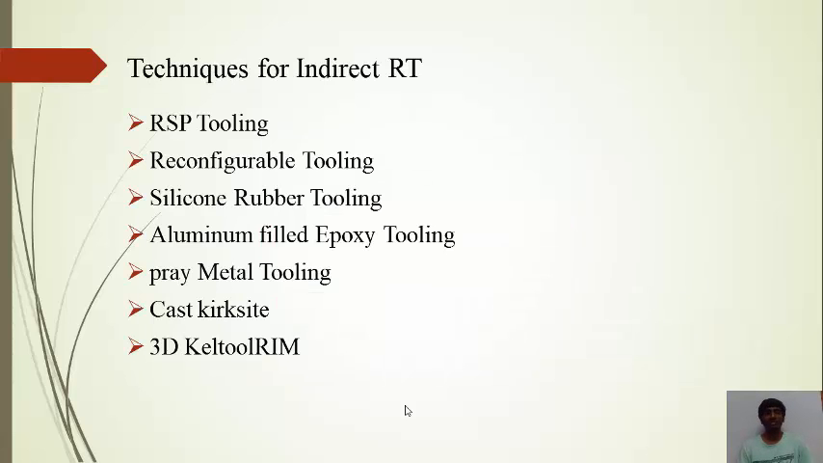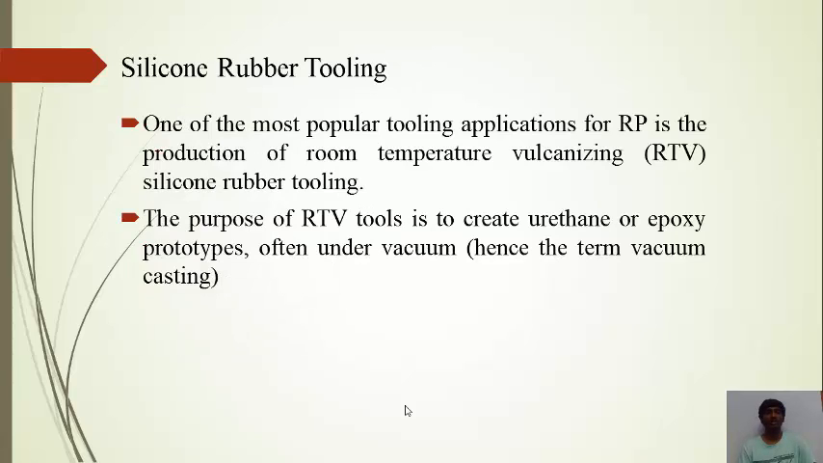And here are some of the techniques for indirect rapid tooling: RSP tooling, reconfigurable tooling, silicon rubber tooling, aluminum filled epoxy tooling, spray metal tooling, cast Kirksite, and 3D Keltool RIM. Now we are going to see this silicon rubber tooling. This is one of the popular tooling, where the application of rapid prototyping is being done, where we will use this silicon rubber material as a mold material, and we'll use it for a pattern.